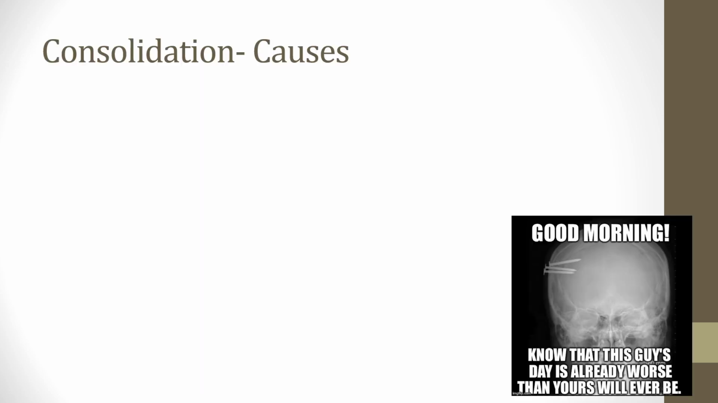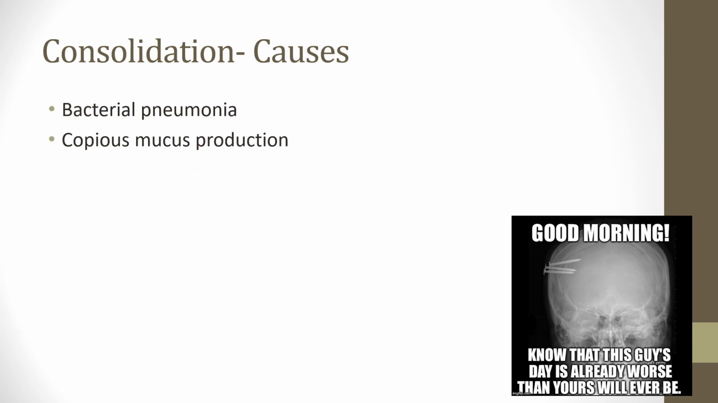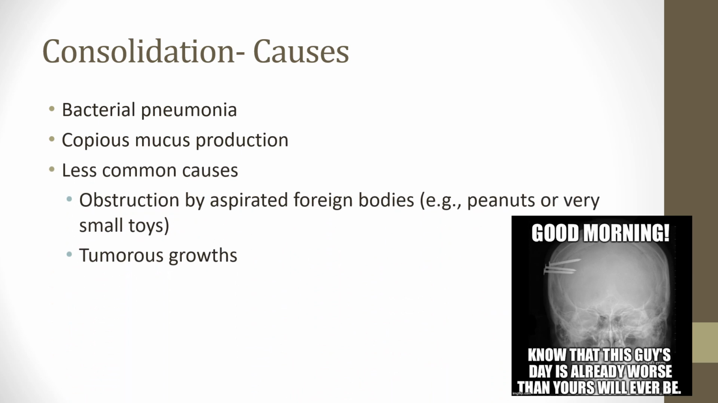All right, consolidation. Bacterial pneumonias can easily cause issues on the x-ray. A lot of mucus production can easily cause this. Other things like aspirated foreign bodies are more common in children, but I have seen adults aspirate a corn dog at a Renaissance fair, right? So these are things you just got to be aware of. Tumors can easily cause this too, especially in that right upper lobe area.